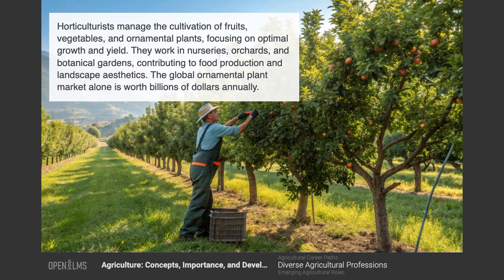Horticulturists manage the cultivation of fruits, vegetables, and ornamental plants, focusing on optimal growth and yield. They work in nurseries, orchards, and botanical gardens, contributing to food production and landscape aesthetics. The global ornamental plant market alone is worth billions of dollars annually.